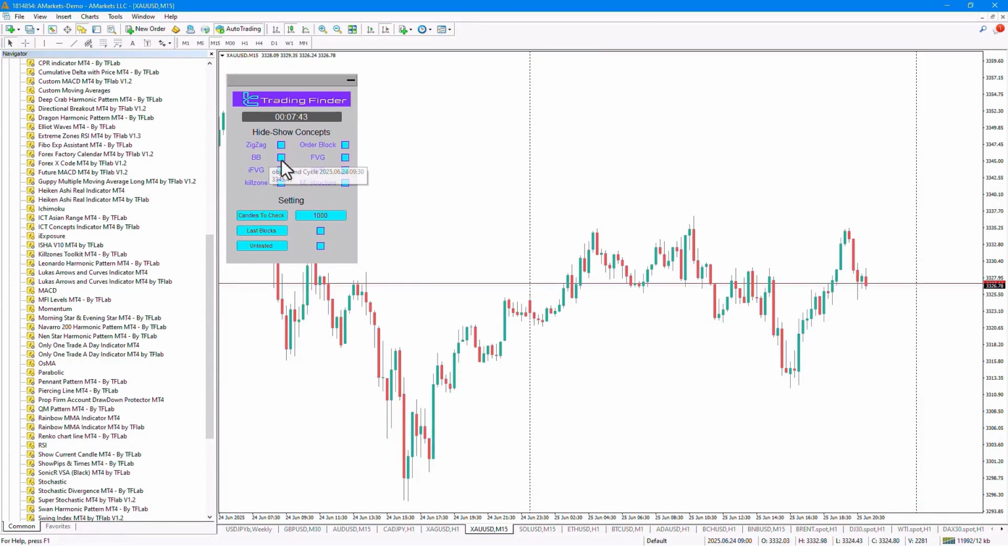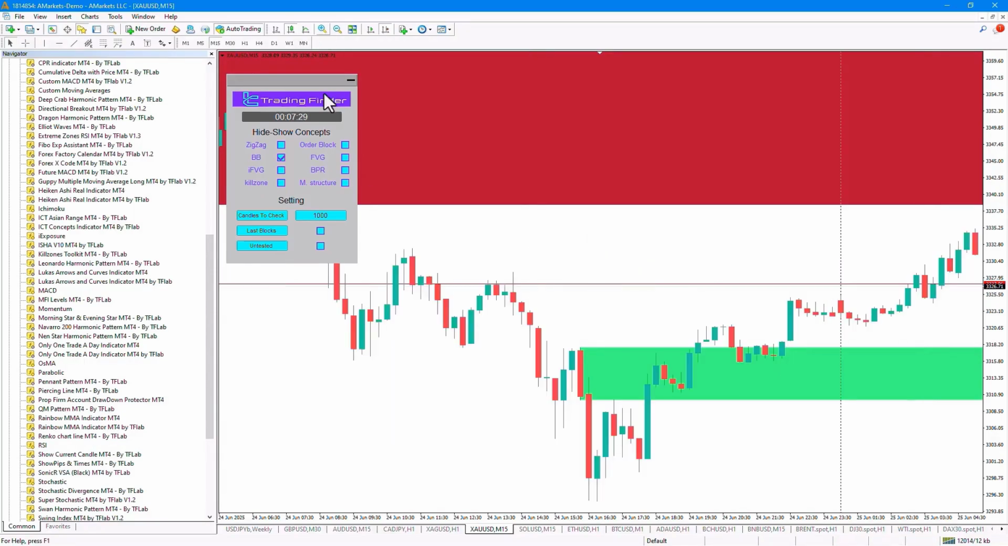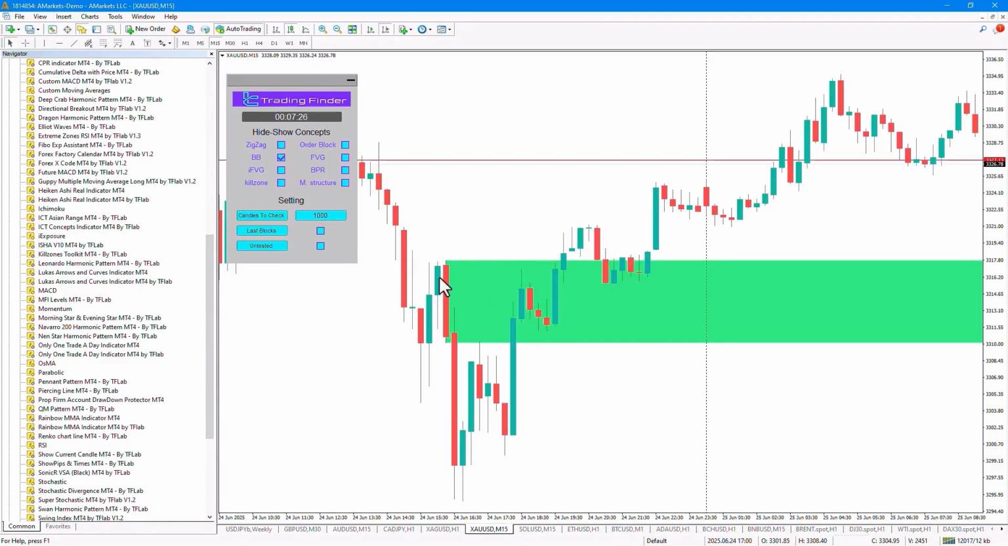The next section is related to breaker blocks. By enabling this option, it displays the zones of broken order blocks for us. These zones are formed as a result of liquidity grabs or changes in market structure, and after an order block is broken, a breaker block zone is drawn.